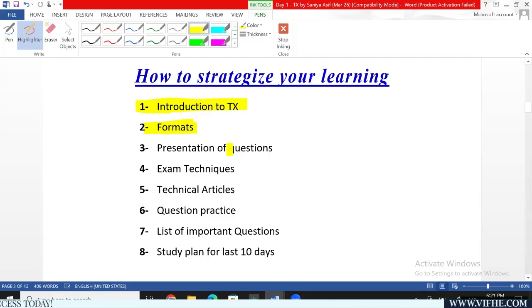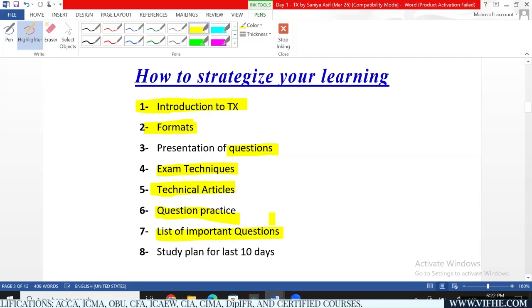And then, as I've said, I'll be sharing a few questions with you, where I'll be telling you what techniques we will be applying in order to grab a score. And I'll emphasize the importance of the technical articles. And then I'll be sharing the list of important questions with you all. Though I have already shared the list of important questions with my students in the enrolled students group, this will be shared once again with everyone.